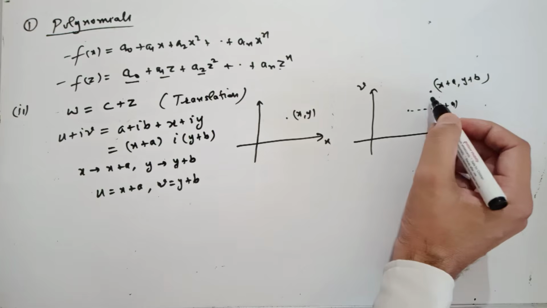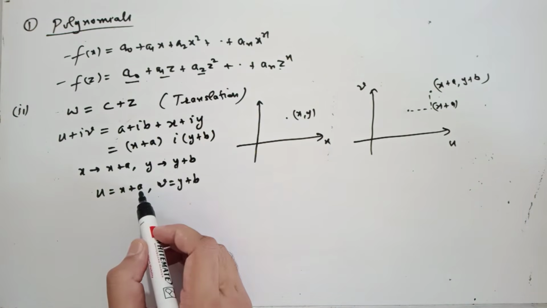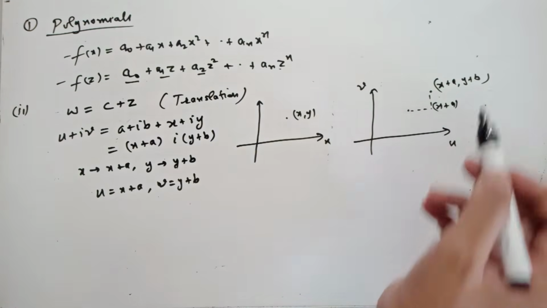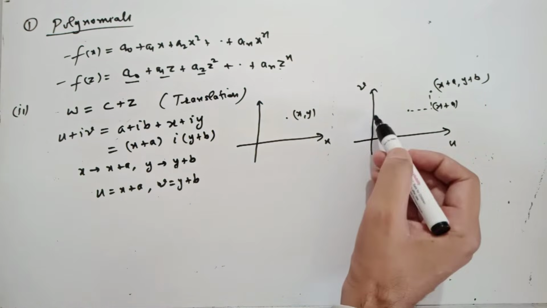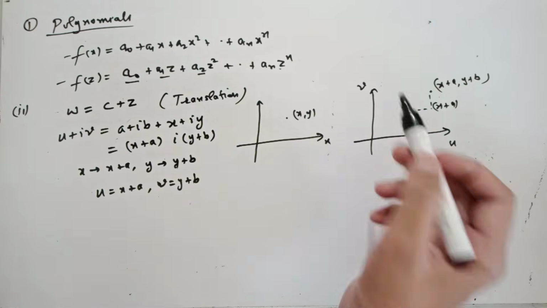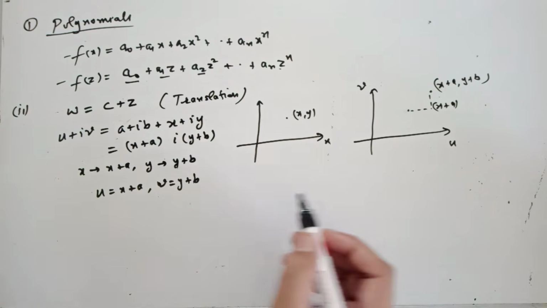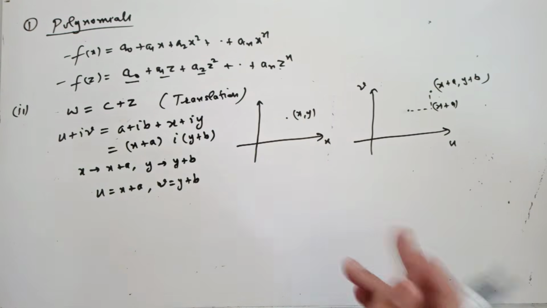The thing is that this point is translated to a distance x plus A, or you can say shifted by A in the x direction and B in the y direction. Okay, y direction in the sense of v, along v. So the point is translated distance A in the x direction and distance B in the y direction.